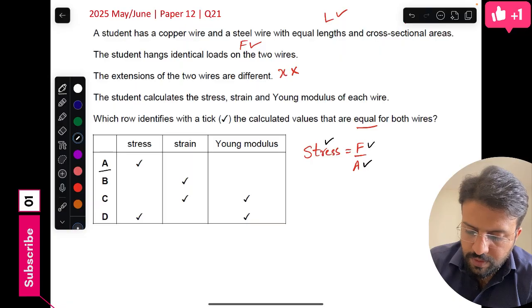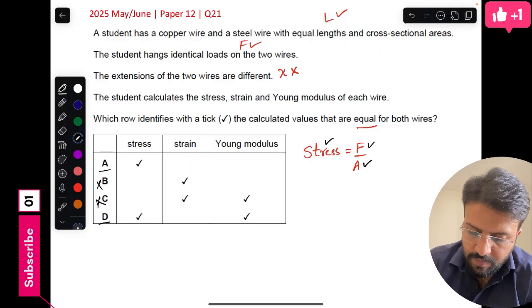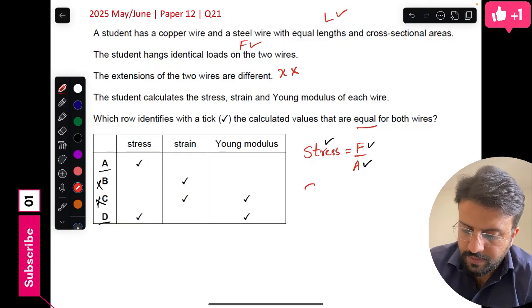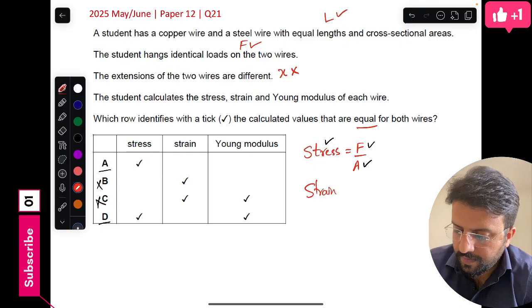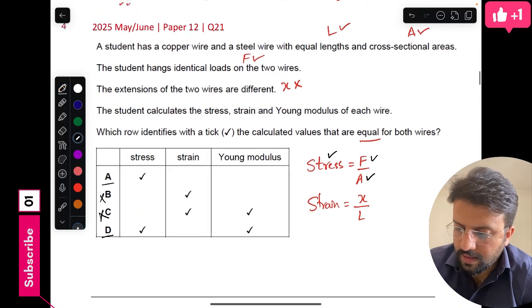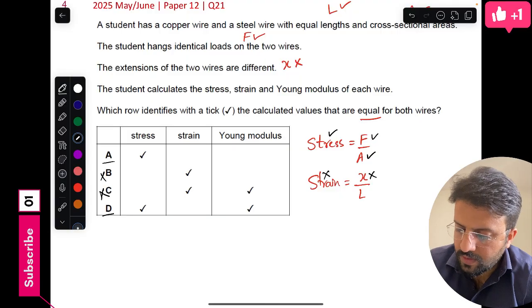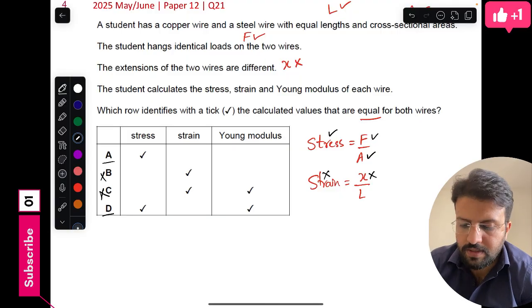So we have to choose between option A and option D. B and C will not be the option. So let's look at the strain. Strain is basically change in length over original length. Change in length is not the same. If change in length is not the same, strain will also not be the same.